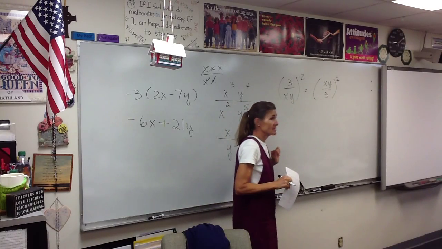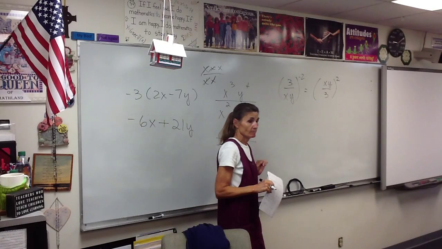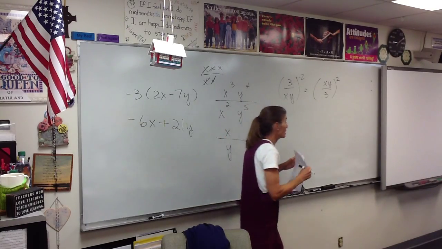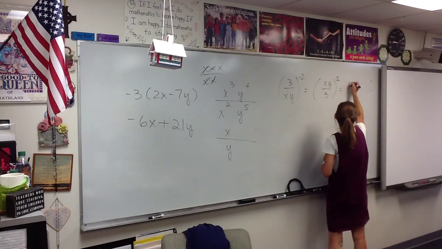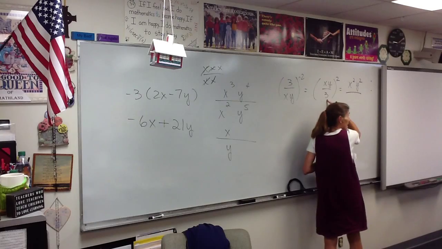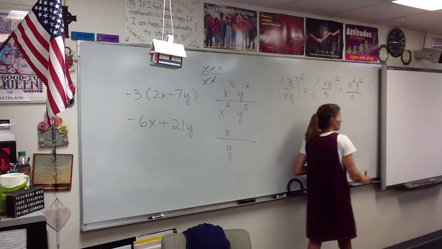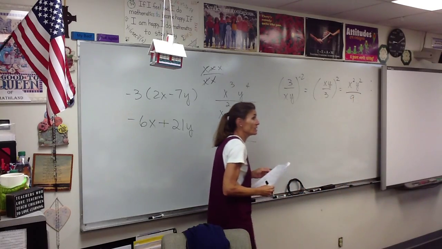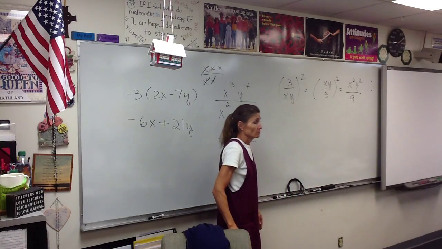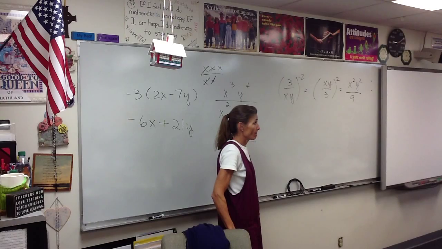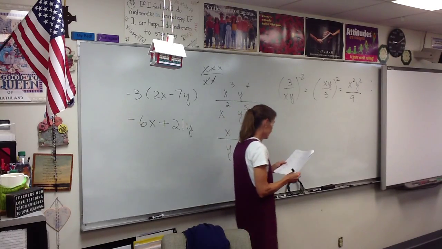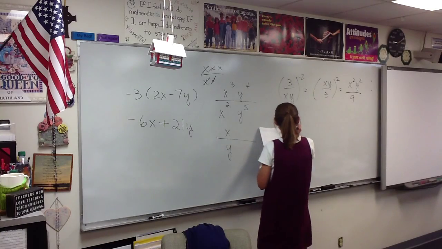Now, what happens to that exponent? Well, now it's positive, and now it goes to everything. So that's going to be x squared, y squared, and 9. Don't forget, the exponent goes to the 3 also. We okay? Oh my.